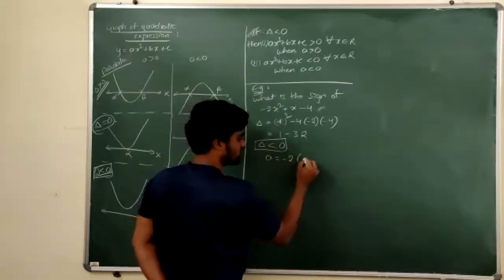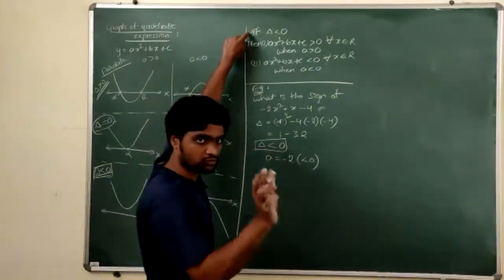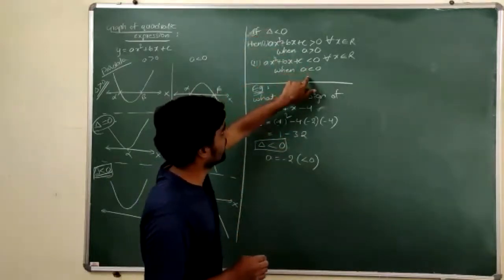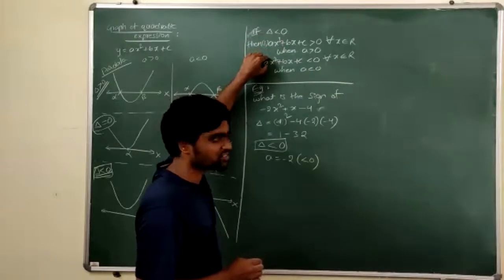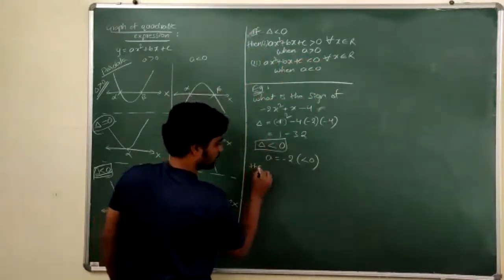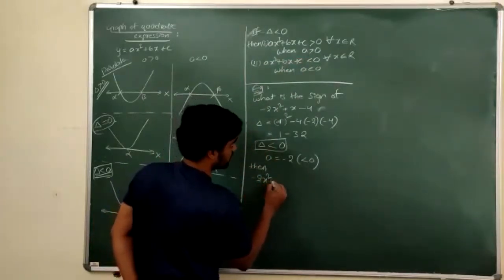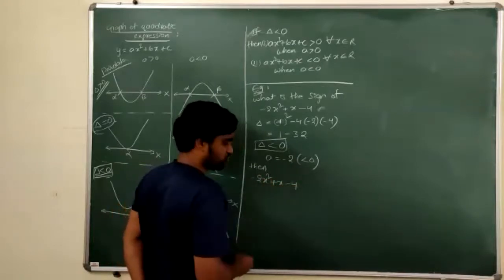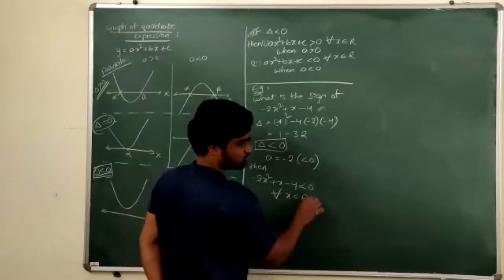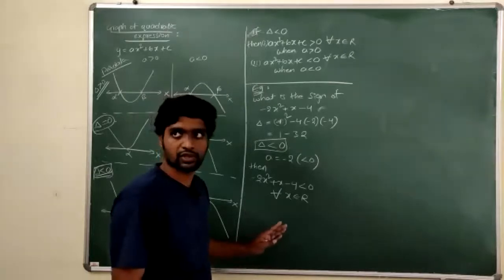What is the value of a? Minus 2, which is also negative. See, delta is negative. A is also negative. Delta negative, a negative, which means value of the expression is always less than 0. Then minus 2x square plus x minus 4 is less than 0 for all x belongs to R. Any doubt in that?